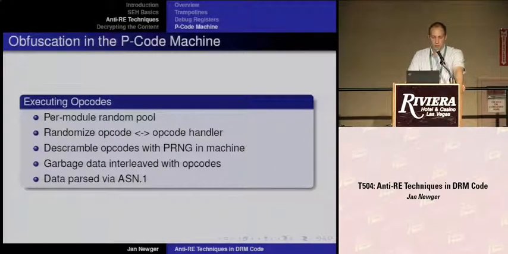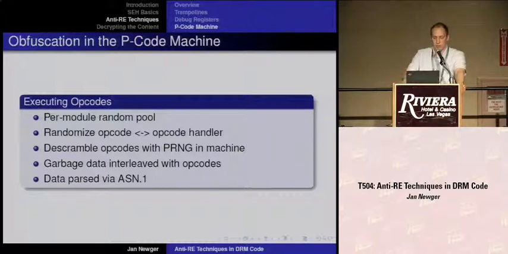Okay, so now how are the opcodes executed? Every module actually has a random pool which is used to randomize the assignment between opcode and associated handler. And this just means that every opcode file has a totally different opcode for, say, addition or decrypt music. And this is just to further increase the protection.